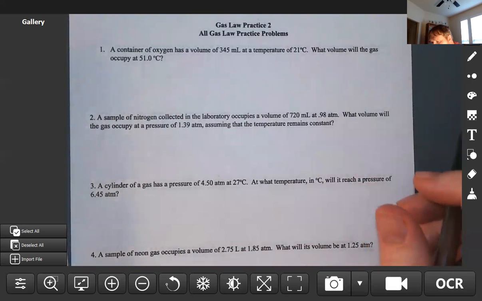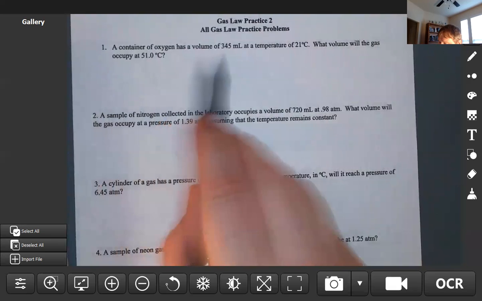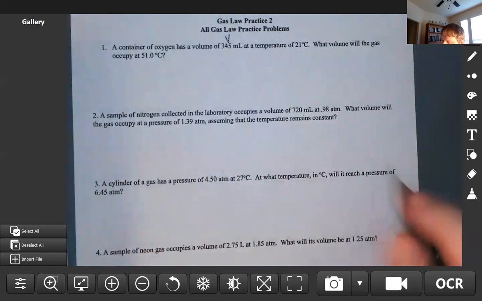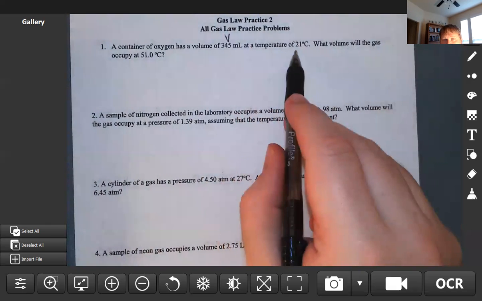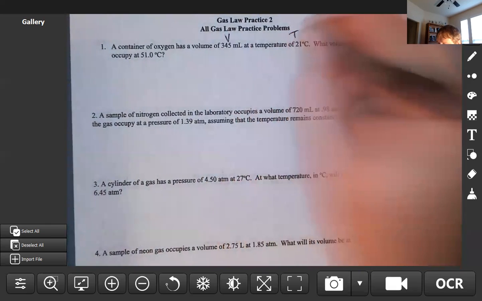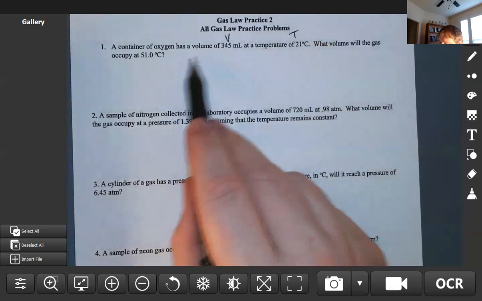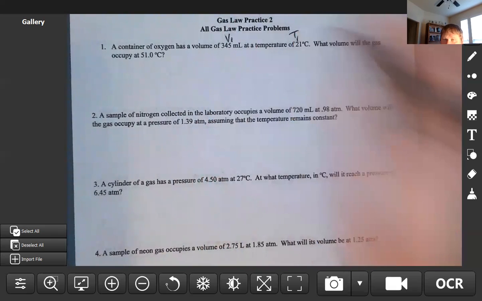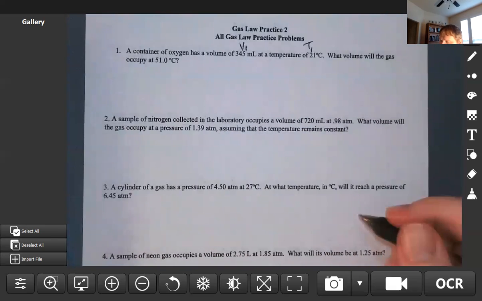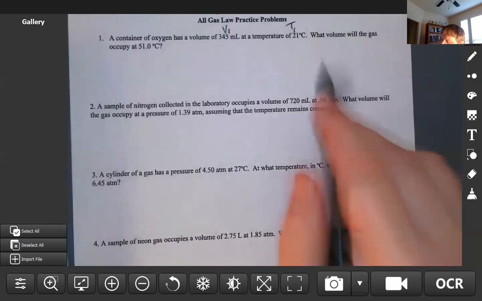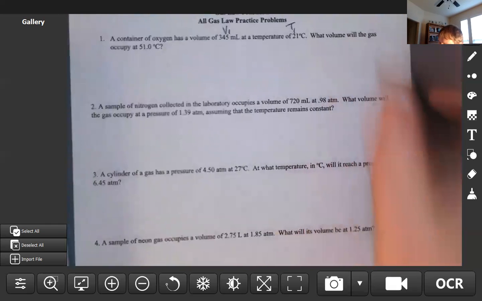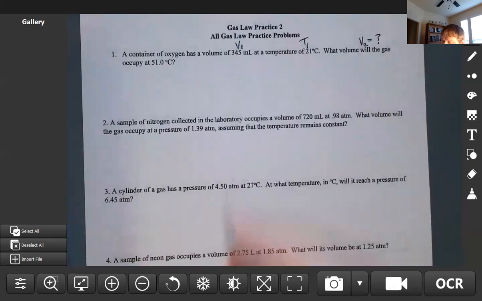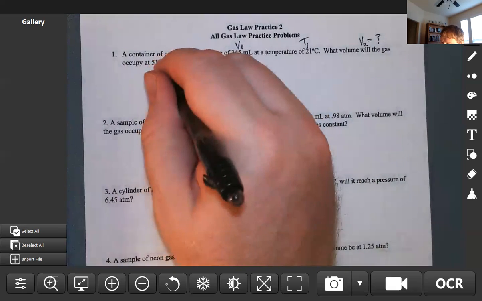Looking at problem number one here, it says a container of oxygen has a volume. So this is a V. And it says it's at a temperature of 21 Celsius. So that's T. And it looks like from the context clues here, these two terms go together. So I'm just going to say that's V1 and T1. Just as long as they're together, it doesn't matter what your subscript is. What volume will the gas occupy? Well, that's my question. I'm going to call that V2 at 51 degrees Celsius. I'm going to call that my T2.